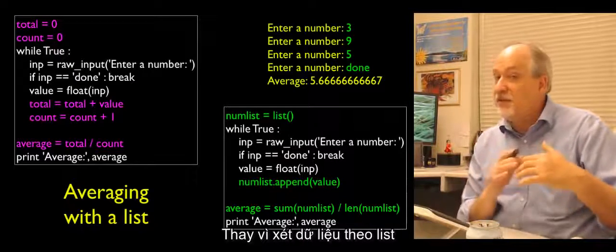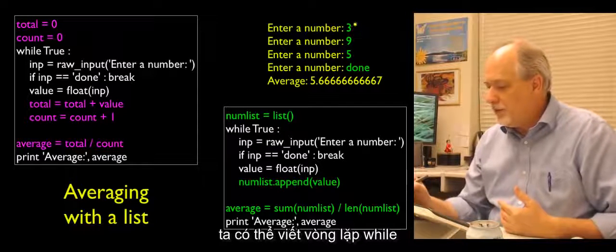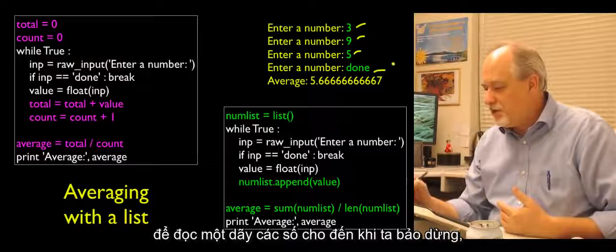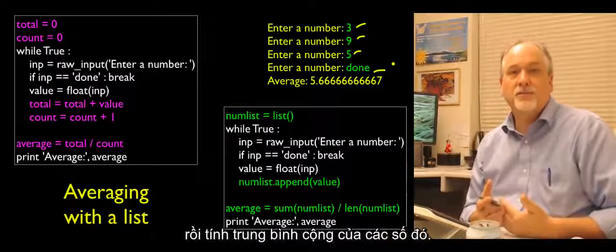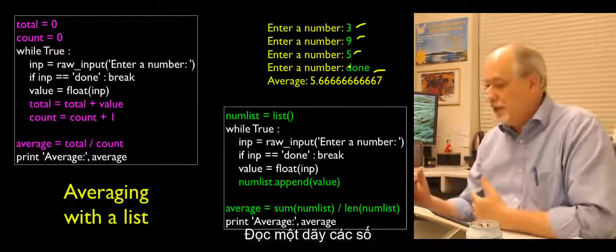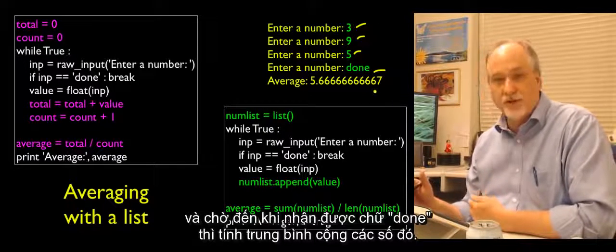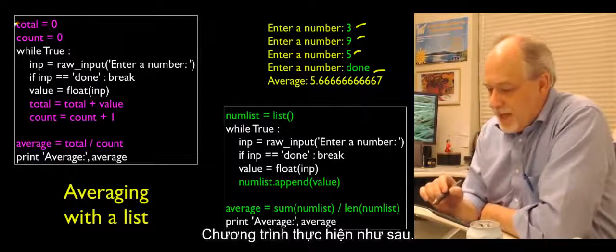Let's just say instead of the data being in a list, we're going to write a while loop that's going to read a set of numbers until we say done, and then compute the average of those numbers. Okay, so let's say this is our problem. Read a list of numbers, wait till the word done comes in, and then average them. So here's a little program that does that.